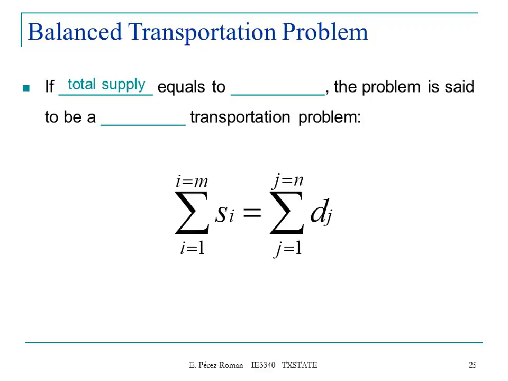So if total supply equals total demand, the problem is said to be a balanced transportation problem, in which the summation of the supply equals the summation of the demand. So if you produce 100 units of cars and your demand is 100 units of cars, then you know that your problem is balanced, because you're only going to be producing the number of units that you need. But that's not always the case. Sometimes your demand is higher than your supply, and you need to understand how to solve problems for such a case.